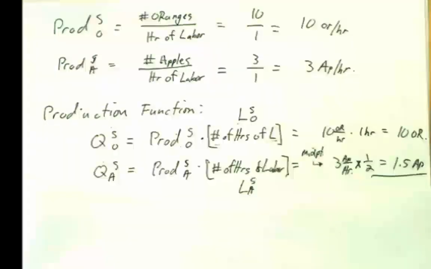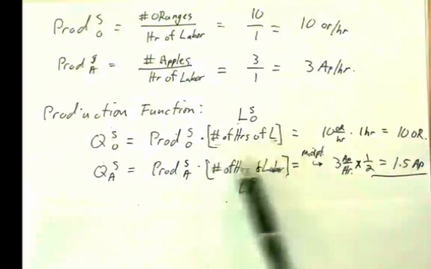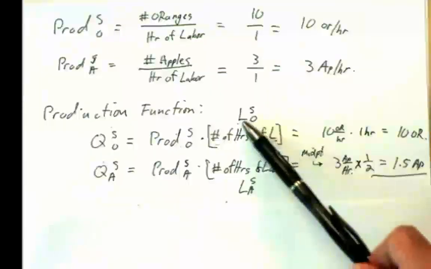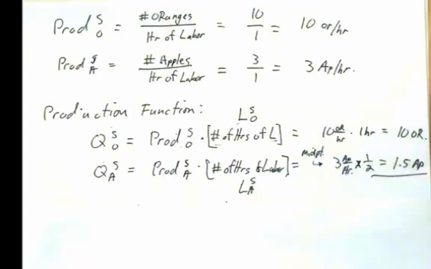Next, we can define a production function in the context of the assumptions we're making in this very simple production model. Let's let QOS represent the quantity of oranges that Smith can produce under different circumstances. And those different circumstances will be giving different amounts of labor, using different amounts of labor in the production of oranges. Now, his quantity of oranges produced is going to be equal to the productivity of orange production by Smith. That value was 10 oranges per hour, times the number of hours of labor that he devotes to orange production. And we're going to mark that off as L subscript O superscript S. So LOS, this variable, represents the amount of labor that Smith is devoting to orange production. It can vary. He can change his mind from day to day how much he's going to devote to that.